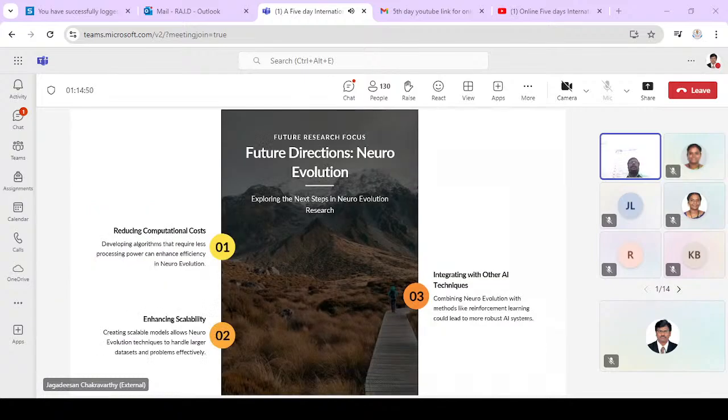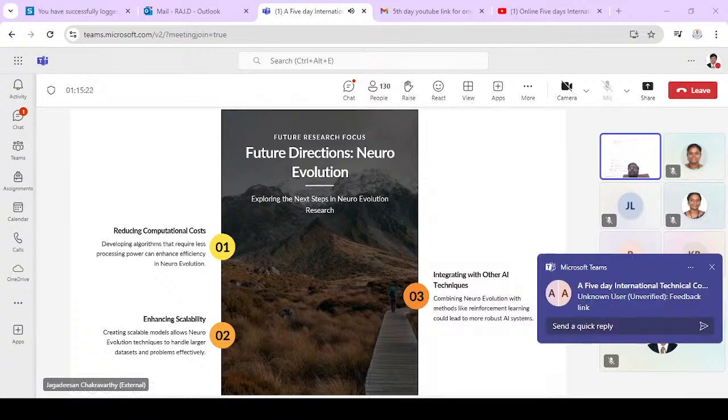So, future directions in neuroevolution: reducing the challenges, that is, the directions where you can go. Reducing computation costs: as a researcher, you have to go for a new algorithm. Inventing a new algorithm that requires less processing power can enhance efficiency in neuroevolution. So this also you can take as research work.